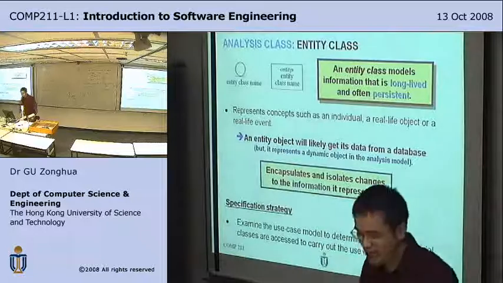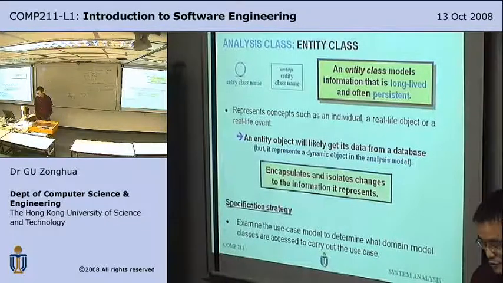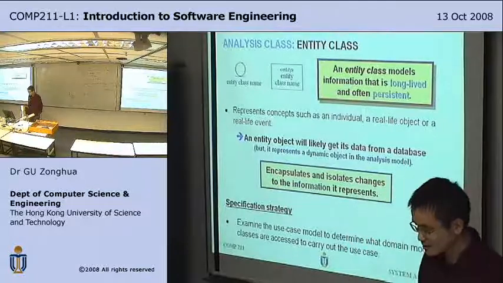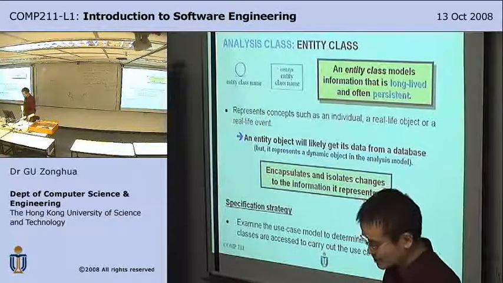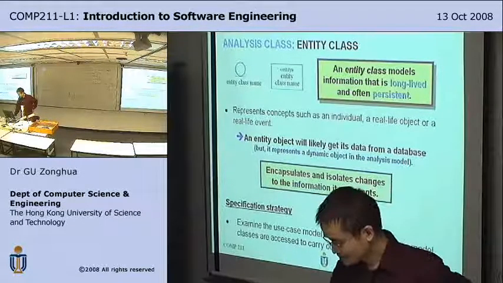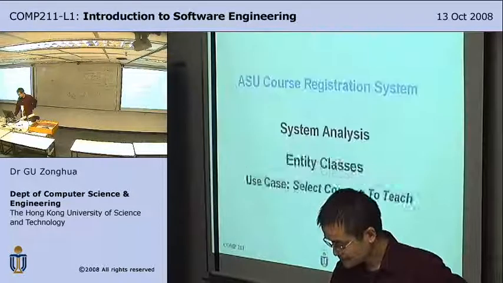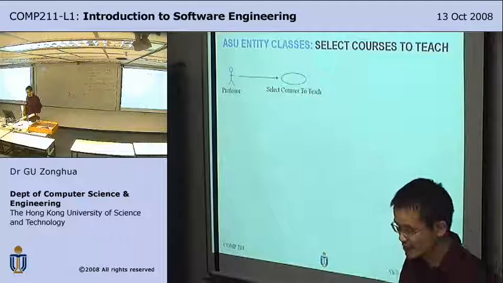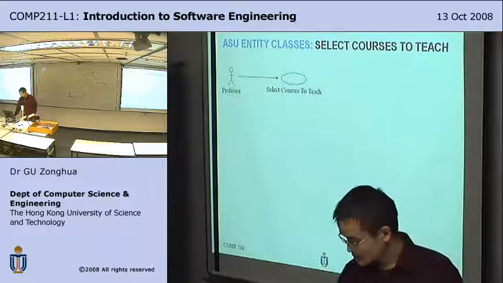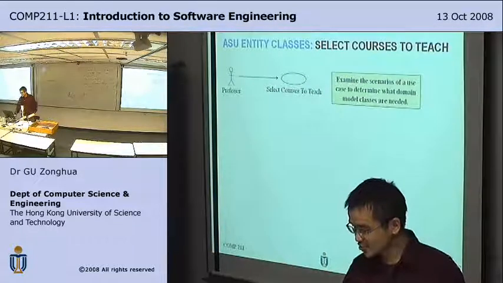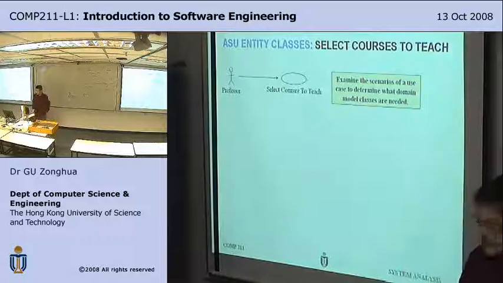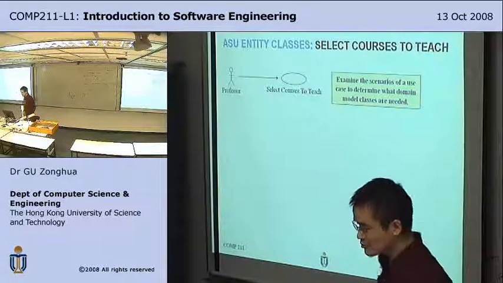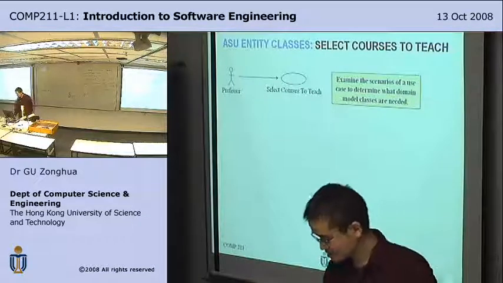So the specification strategy, again, is going from the domain use case model to determine what domain model classes are accessed to carry out the use case. So for this example, professor select courses to teach. You examine the scenarios of a use case to determine what domain model classes are needed. Remember, scenarios are concrete instances of use cases.